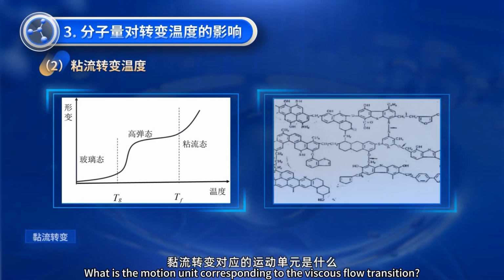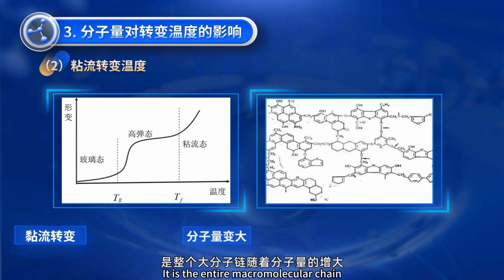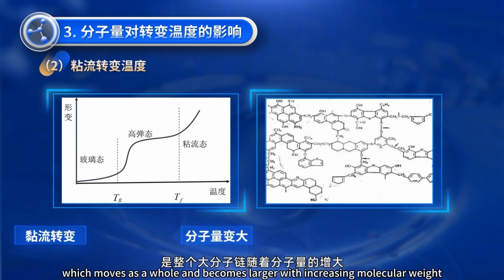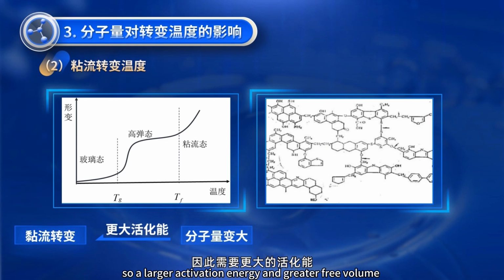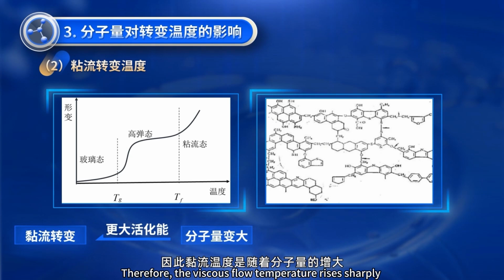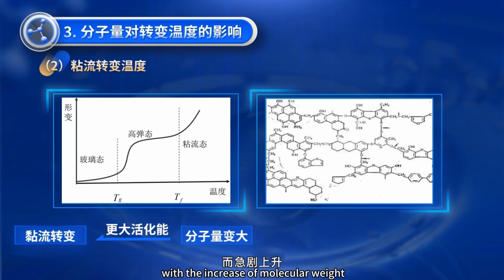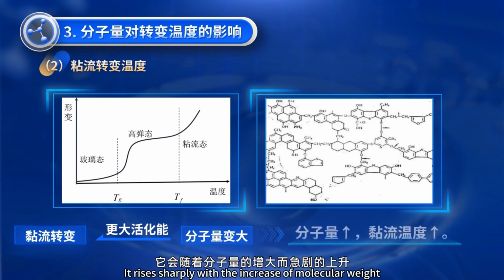Next, let's look at the second part, the relationship between the viscous flow transition temperature, Tf, and the molecular weight. What is the motion unit corresponding to the viscous flow transition? It is the entire macromolecular chain, which moves as a whole and becomes larger with increasing molecular weight. The molecular weight increases, so a larger activation energy and greater free volume are needed to make the molecular chain move. Therefore, the viscous flow temperature rises sharply with the increase of molecular weight. The relationship between the viscous flow temperature and the molecular weight is strongly correlated. It rises sharply with the increase of molecular weight.